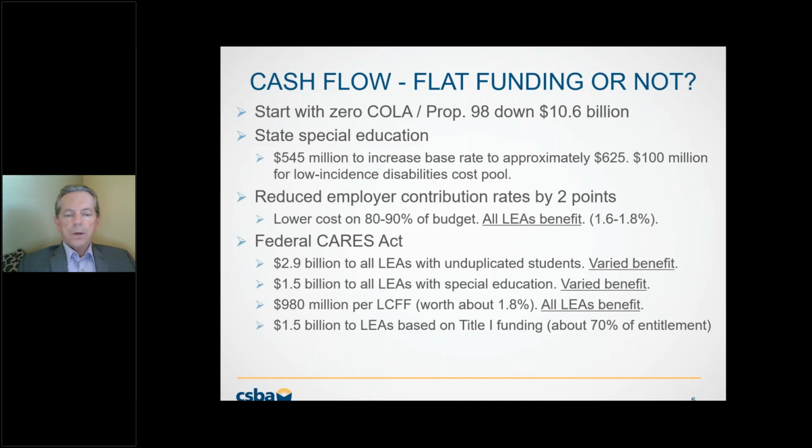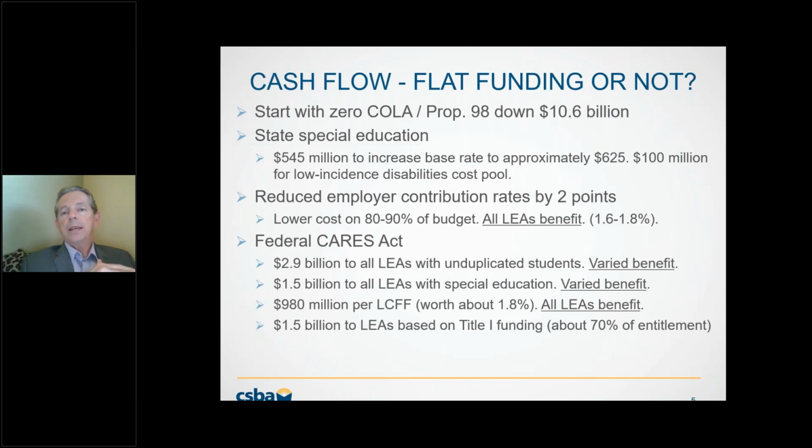The first one, and in most other seminars you'd see this, is $2.9 billion to all LEAs based on unduplicated students. What does that mean to you locally? It's a varied benefit. It's not a per average daily attendance allocation. We couldn't just divide that $2.9 billion by 6 million students and say it's $490 per ADA. That's not how this works. It's based on your amount of unduplicated pupils. If you have a high unduplicated count, let's say 80 to 90%, you're going to get more of this money than if you have a lower unduplicated count, let's say in the 10 to 15% range.